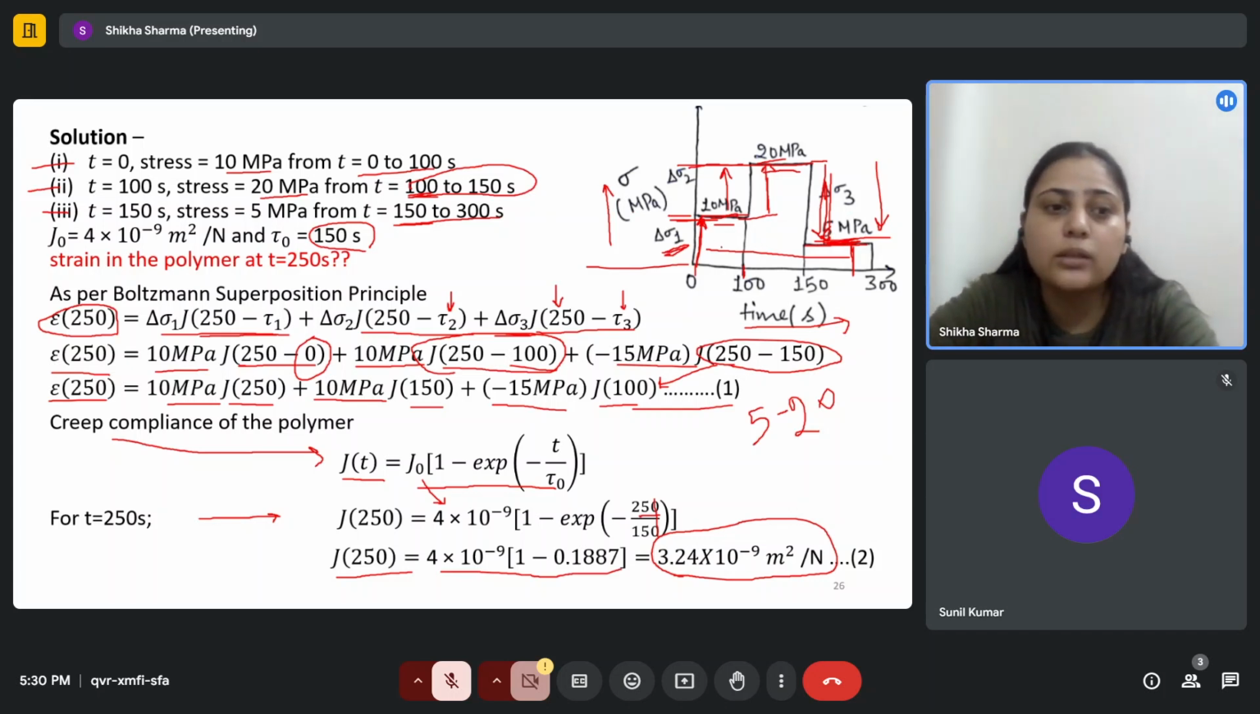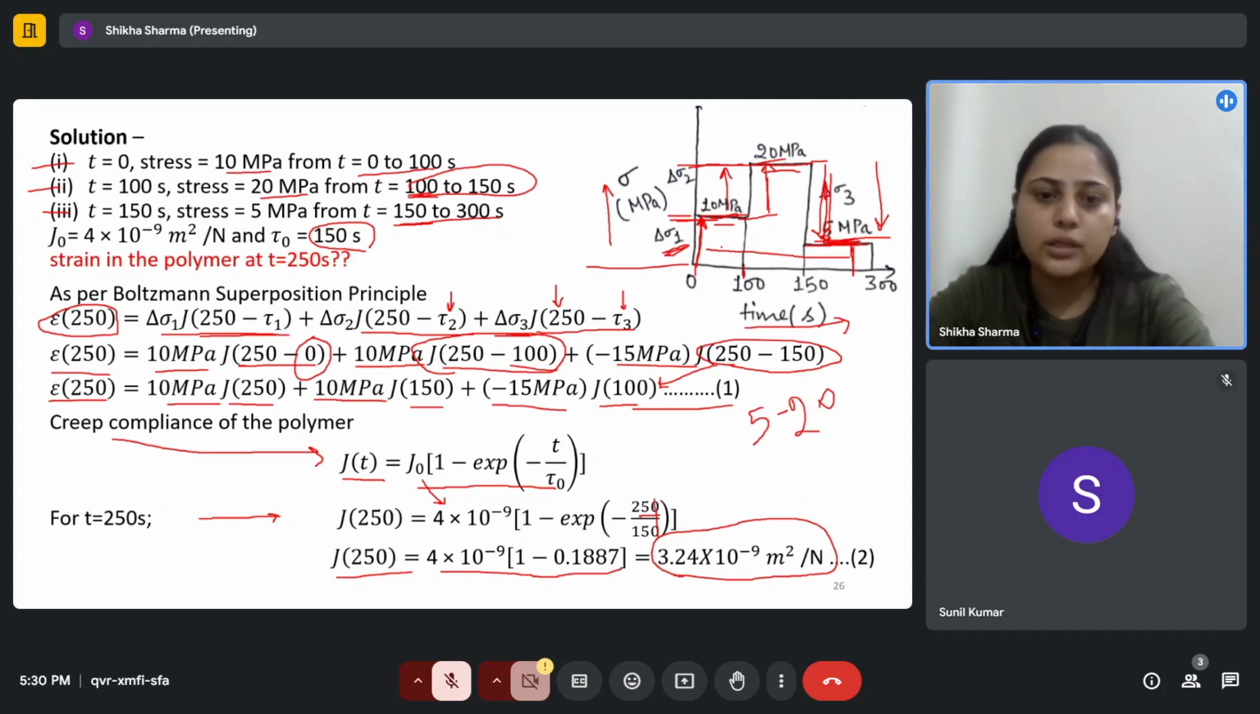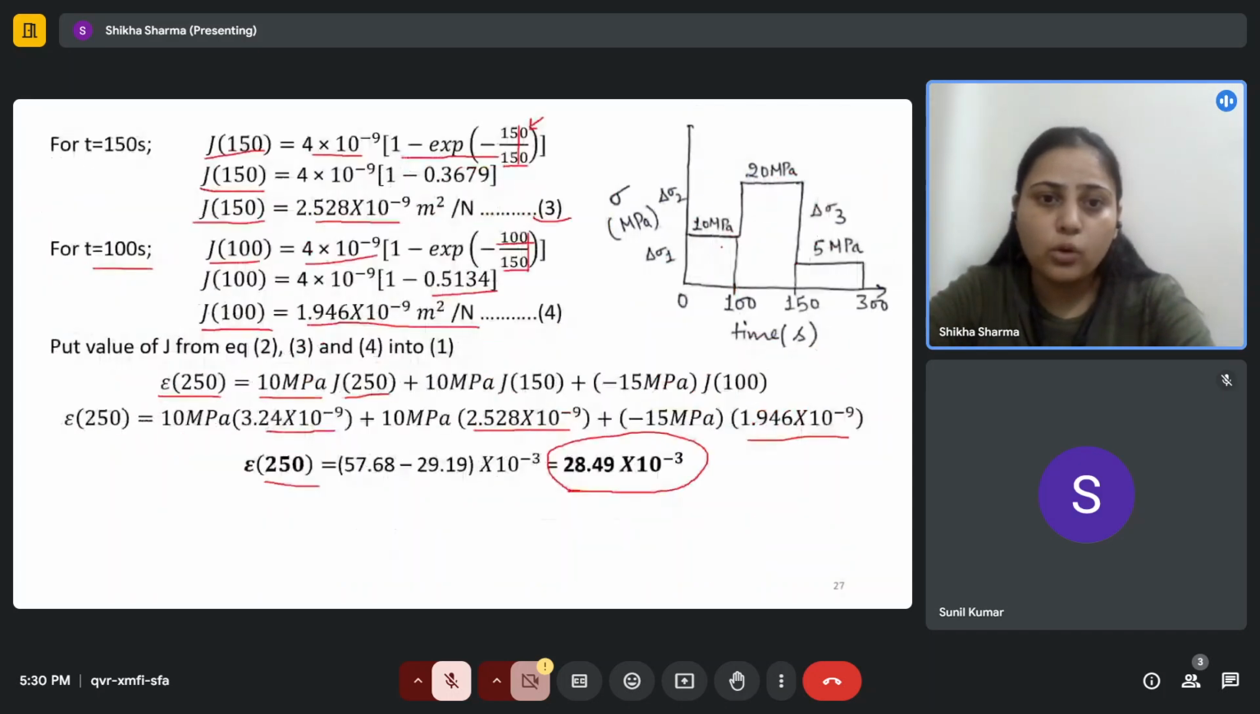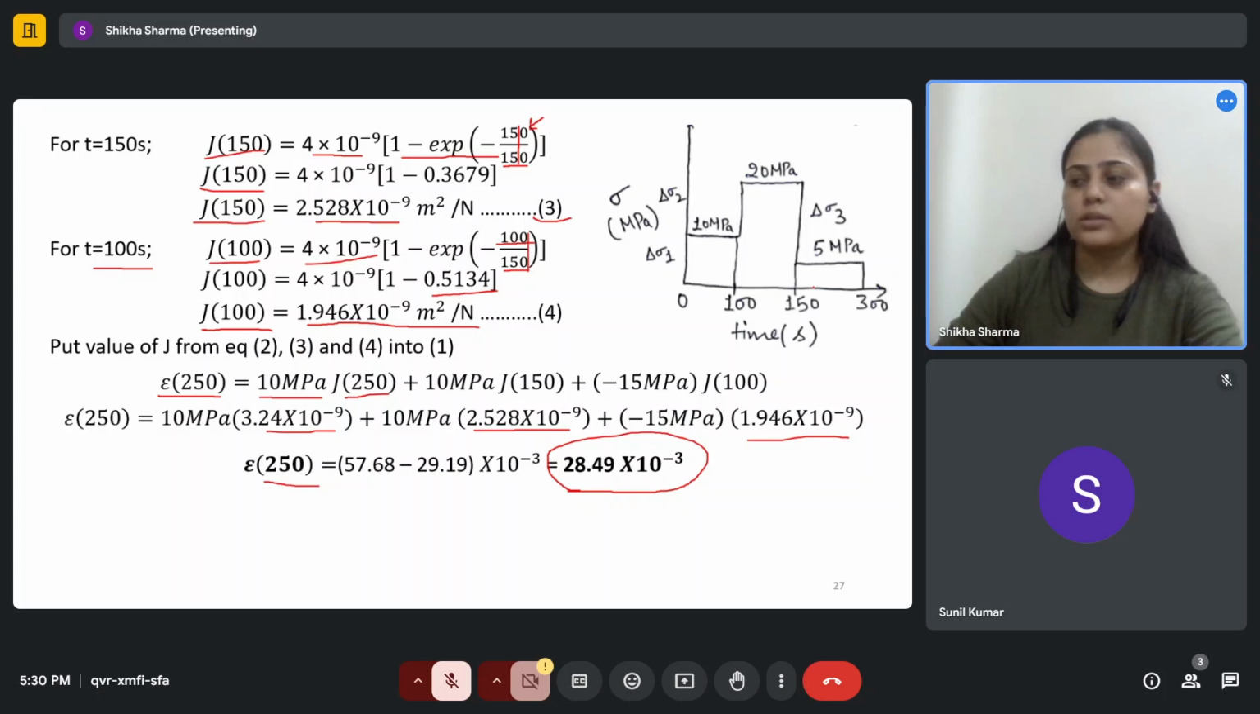We multiplied with the different compliances and calculated the creep compliance by the equation given in the question. We put all these compliance values in the equation of the strain after calculating, and then we got our strain at 250 seconds.